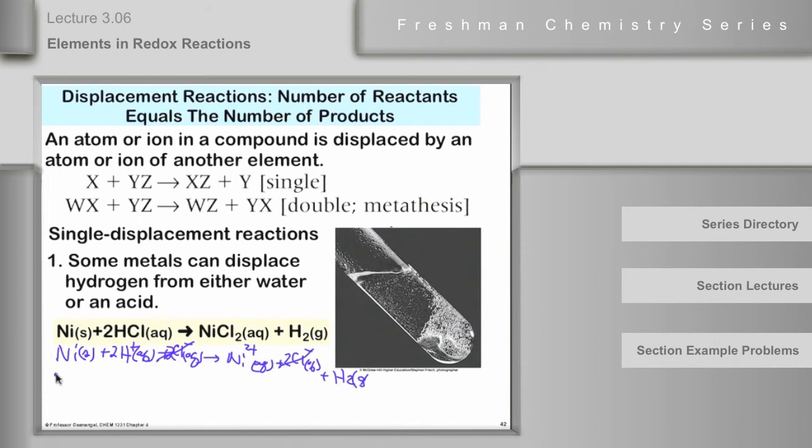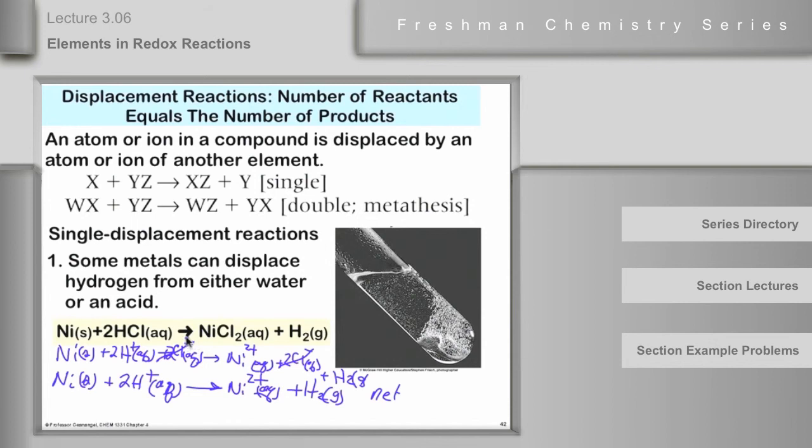Spectator ions, very good. So the net ionic equation would be nickel plus 2H plus aqueous goes to nickel 2 plus aqueous plus H2 gas. So that would be the net ionic equation. Questions on those? Okay, I'm glad you remember those.